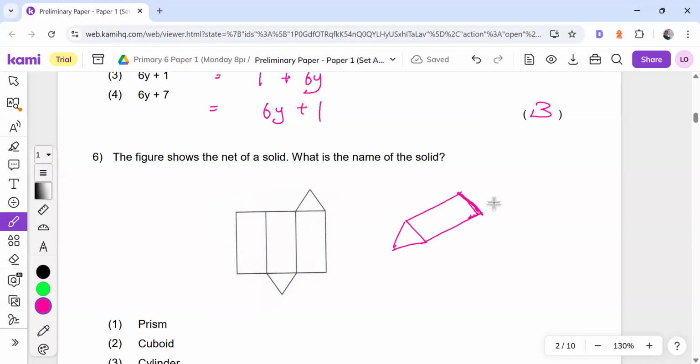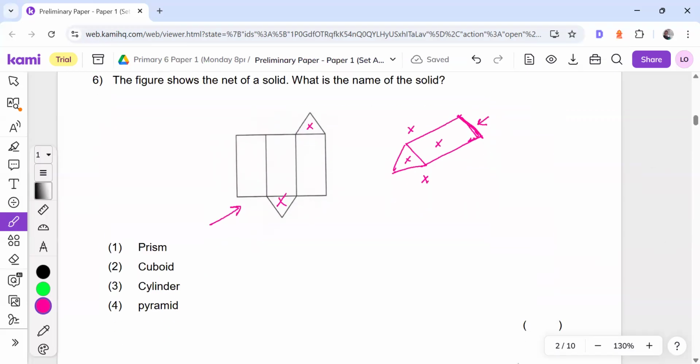So this is a solid that you can form using the net. Can you see there are 3 rectangular faces? 1, then opposite also got 1, below also got 1 rectangular face. And there are 2 triangular faces, so 1 here and 1 opposite. So what do you call this figure? What do you call this solid?